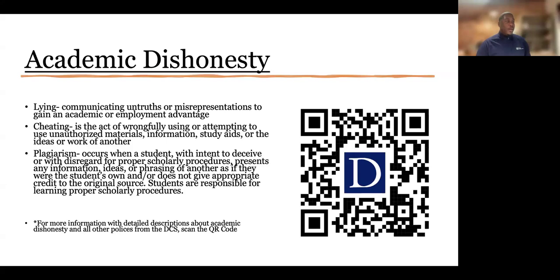And anytime you are involved and an incident report is submitted for academic dishonesty, you cannot drop that class or submit an S or U within that class. So just something to think about.